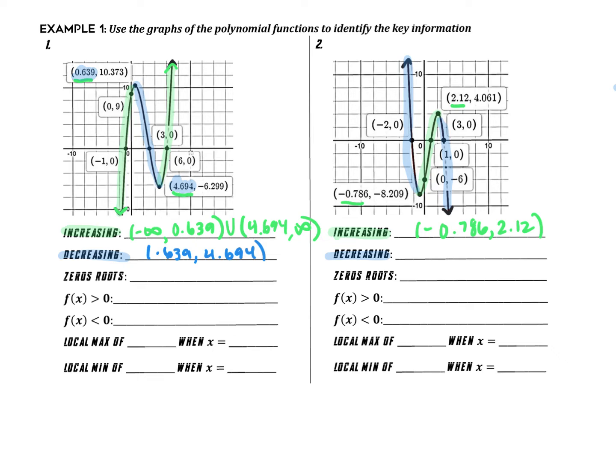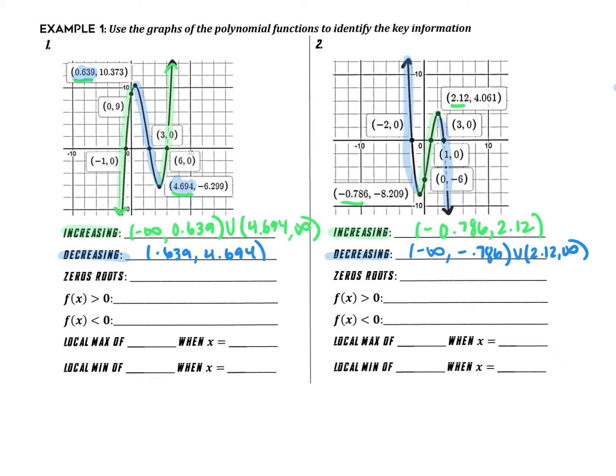So hopefully you got that there should be 2 here. I am decreasing from negative infinity forever left until I get to negative 0.786. And then again from 2.12 to infinity.